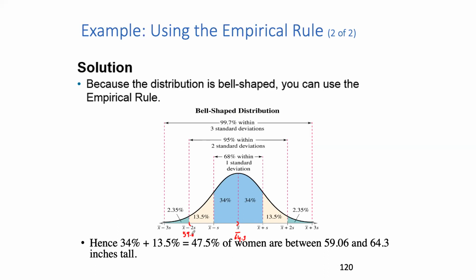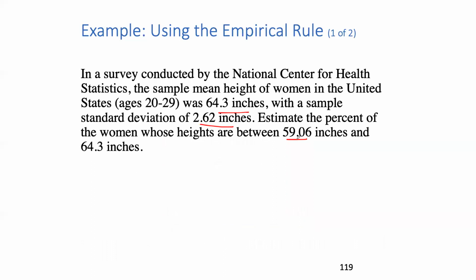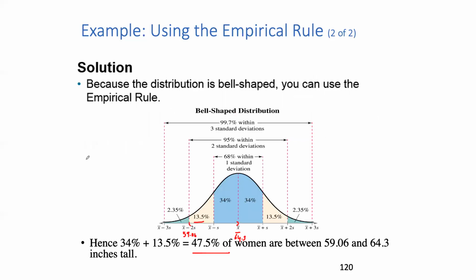So between 59.06 and 64.3, what percentage of women do I expect to be in that height range? Now, from my empirical rule, from the symmetric distribution that I have, I can straight away see that 13.5% plus 34%, which is 47.5%, of women are between 59.06 and 64.3 inches tall. Okay, so how do I come up with this? 59.06 is just 64.3 minus 2 times 2.62. So that tells me that this is two standard deviation steps to the left, and this is just the mean. So I want to know what percentage of the distribution is between these two ranges, and I can calculate it this way.